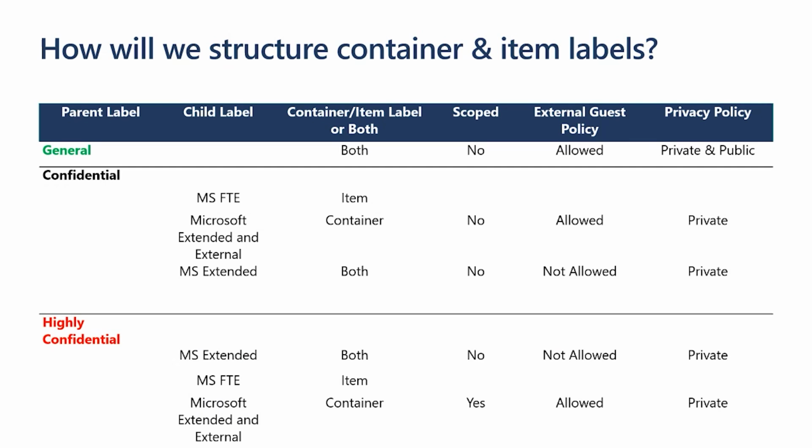Here's a subset of those labels that I use. As an example, from a file perspective, I'll use Microsoft full-time employee. It's item level, and it's going to provide protection against the file. But at the same time, I'll have confidential Microsoft extended and external as a container label, meaning that when someone goes to create a new SharePoint site or a new group, that label will automatically make it so that the group allows guests. They're not going to be there by default. It's of course going to be locked by default, and the owner, I should say, can bring the guests in, but it's going to be private.